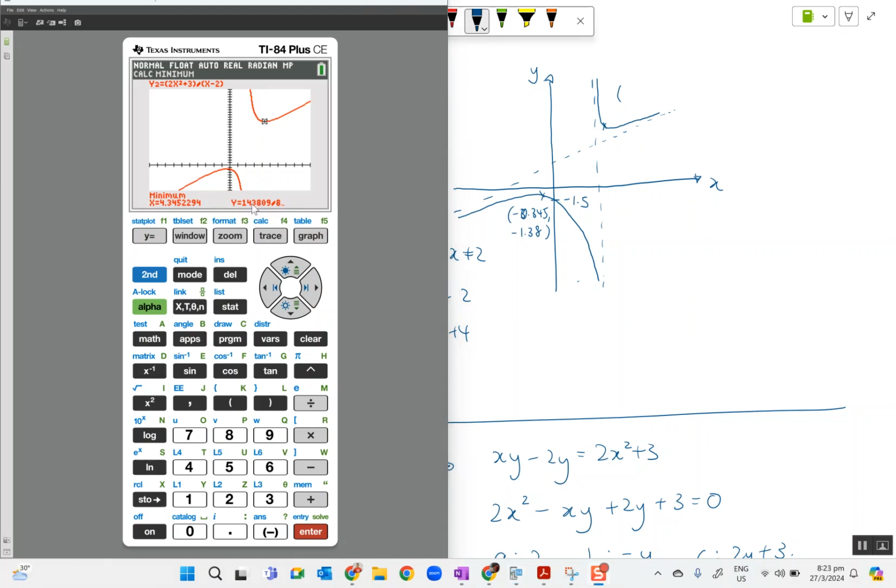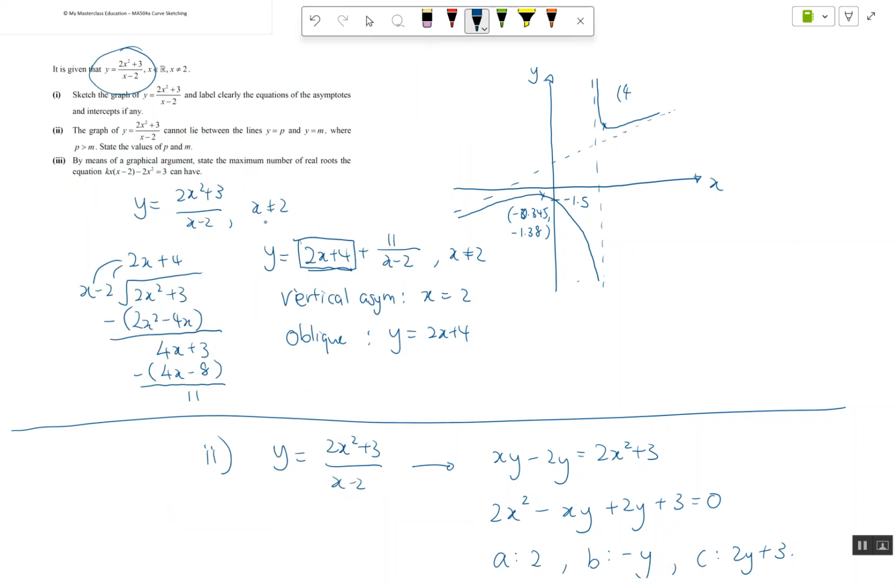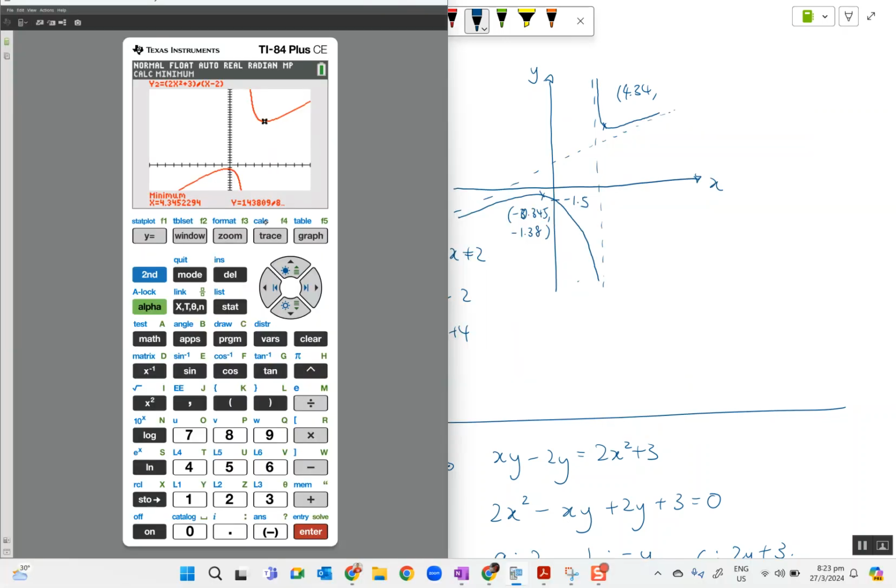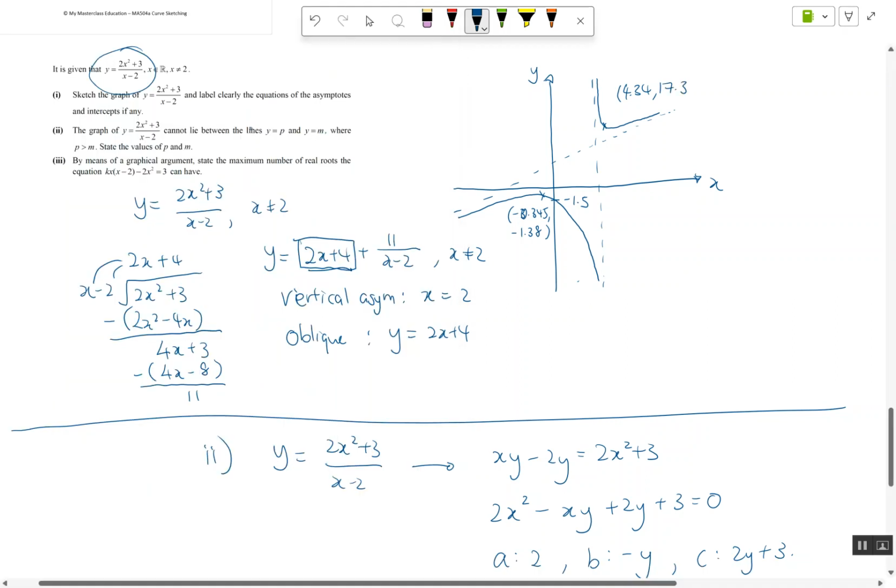If you can't make out what the y value is, let me write down the x value. That will be 4.34, comma. All you need to do is press right a bit. You will see that the y value didn't change much, because the difference is not very big. 4.34 is roughly in between here. So this is 17.3. This is how you sketch this graph when the GC only shows you one of them. There's always the other one at the other side.